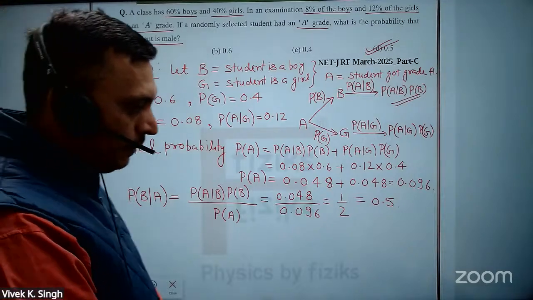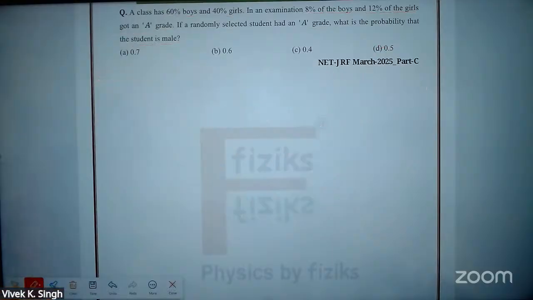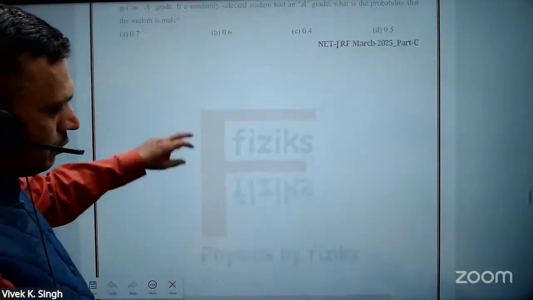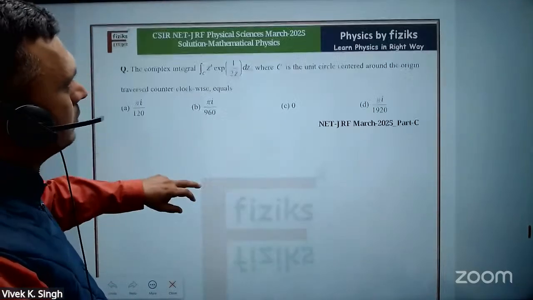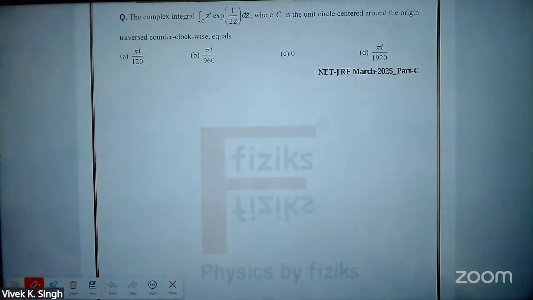Is it clear? Chalo. Now we will see the next question. Just see.